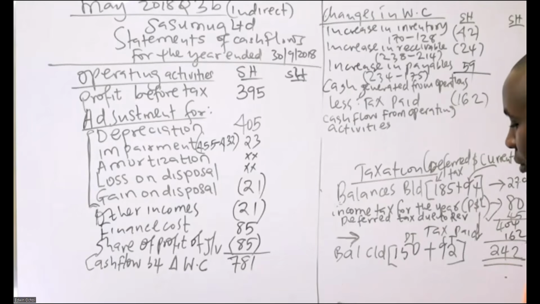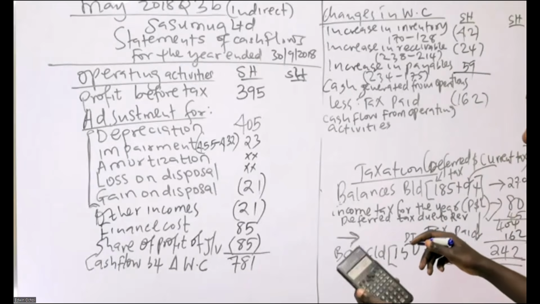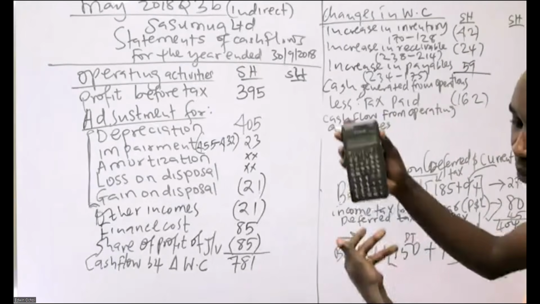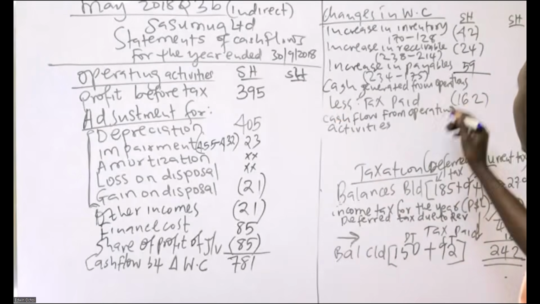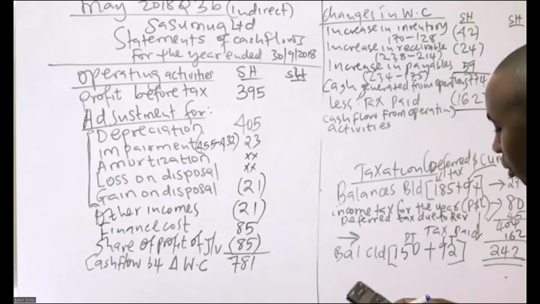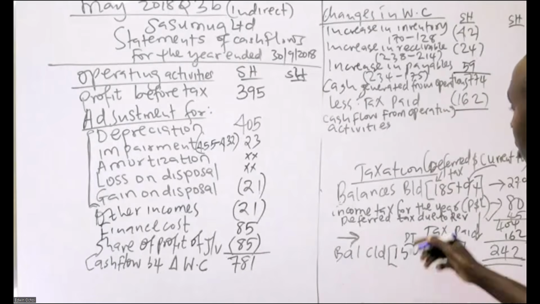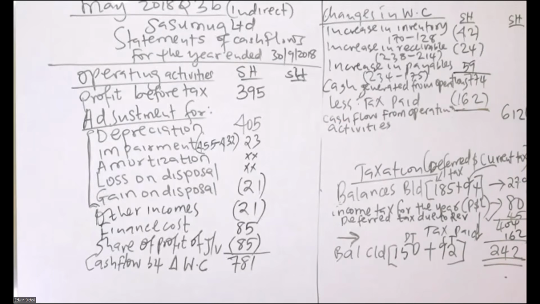Minus 24 plus 59. What is the answer? 633. No, according to my calculator, I'm getting 774. Yeah, 774. 774 minus 162. 612. So 612, you can put it on the credit side. So that is your A.